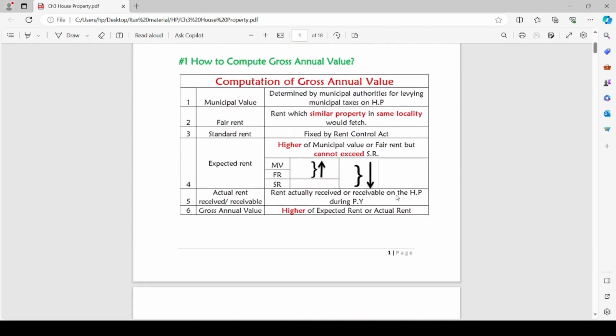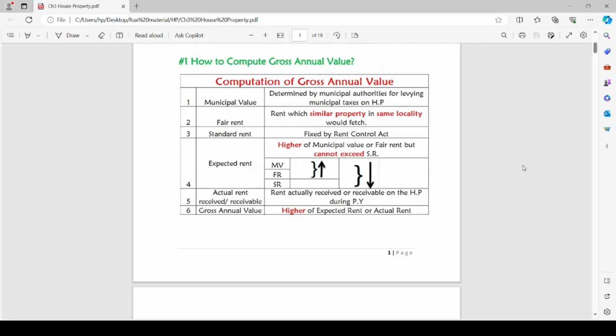The next term is fair rent. The rent which a similar property in a similar locality would fetch is called fair rent. The third terminology is standard rent. It is fixed by the Rent Control Act. Then comes the expected rent.